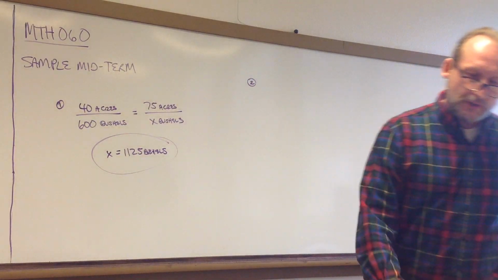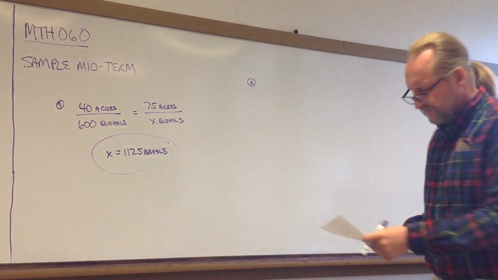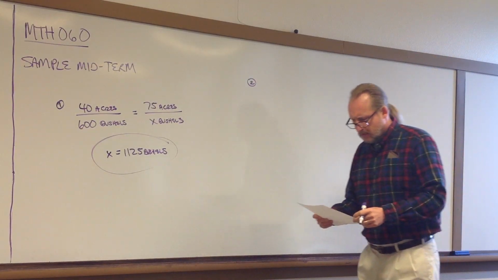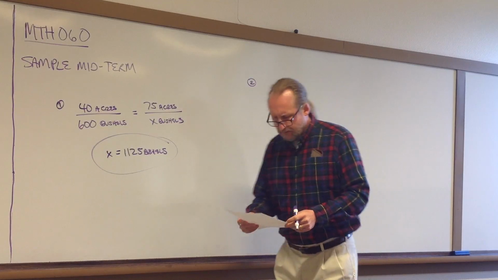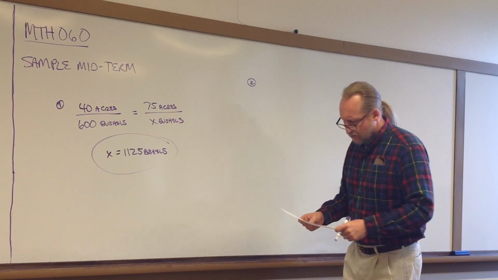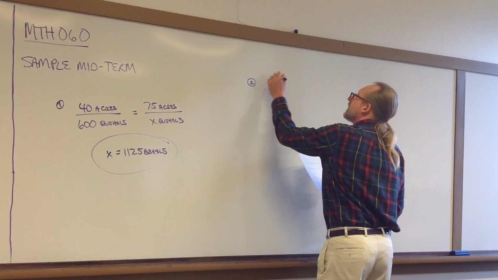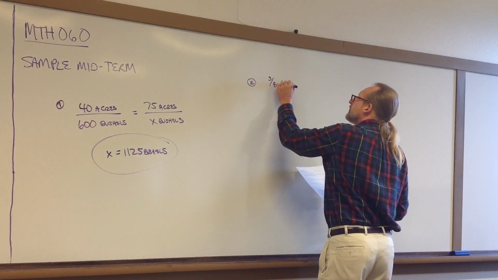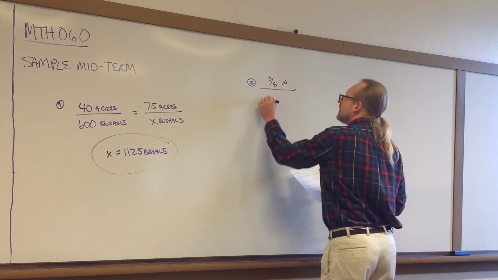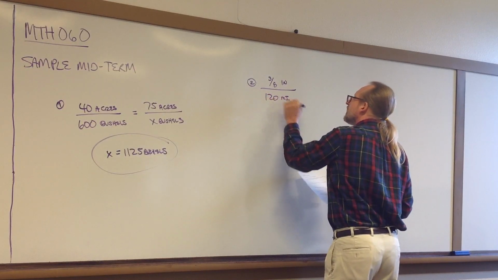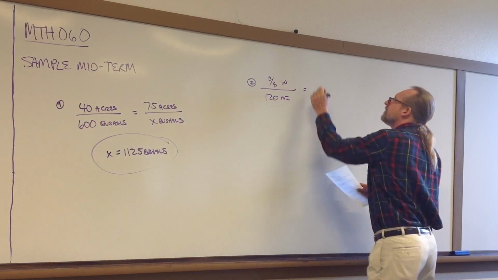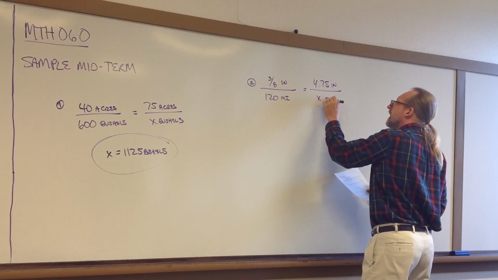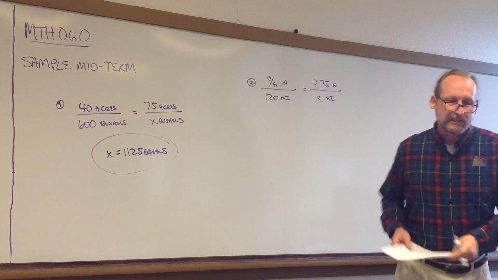Problem 2 is also a proportion problem. 3/8 of an inch represents 120 miles on a map. How many miles are represented by 4.75 inches? Okay, so let's set up a proportion. 3/8 inches is 120 miles. And then we've got 4.75 inches, and the question is, how many miles is that?